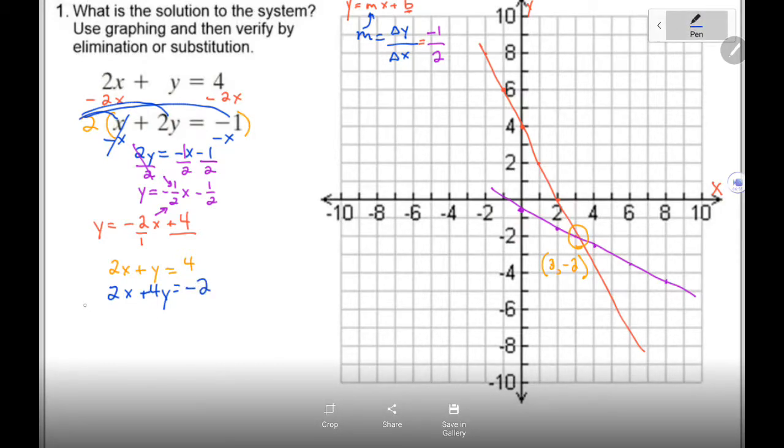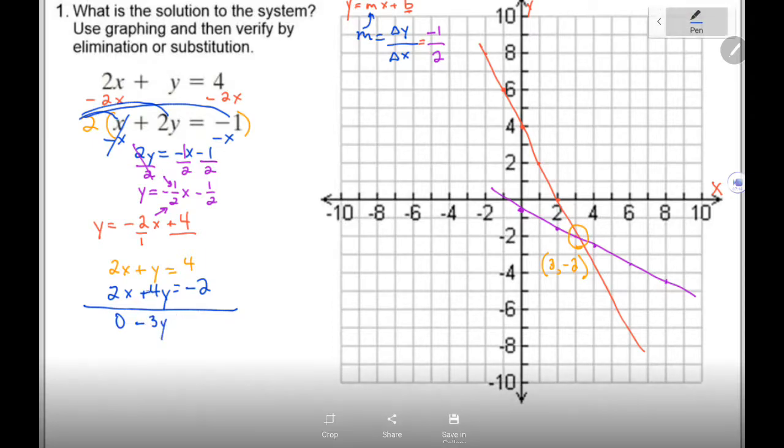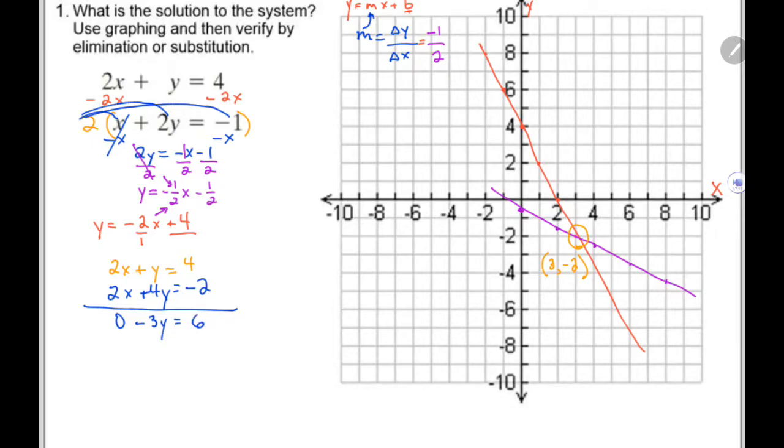Okay, and then I'm going to subtract the blue line from the orange line. And if I subtract 2x from 2x, I get nothing. So I could put a 0 there, I guess. If I subtract 4y from 1y, I get negative 3y, because it's like the 4y became negative and I added it to the 1. And I have 4 take away negative 2. If I'm taking away a negative, it's like adding. So I'm going to divide both sides by negative 3. And when I do that, I get y is equal to negative 2.